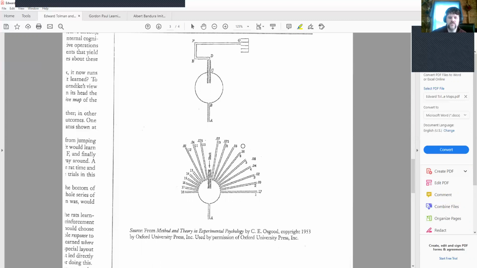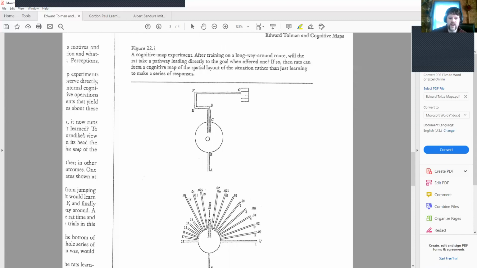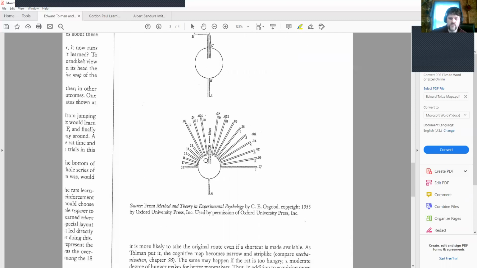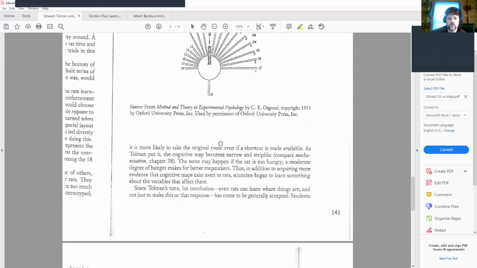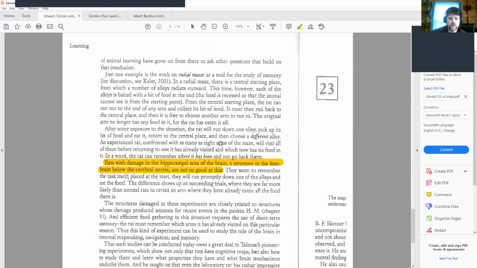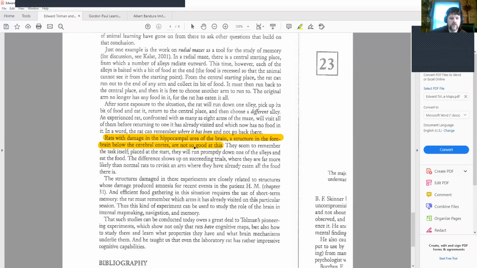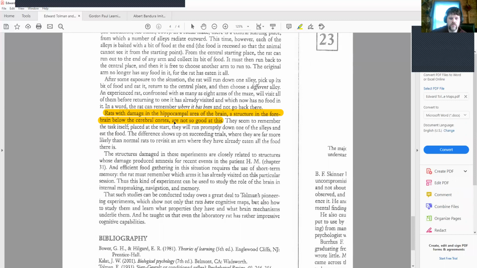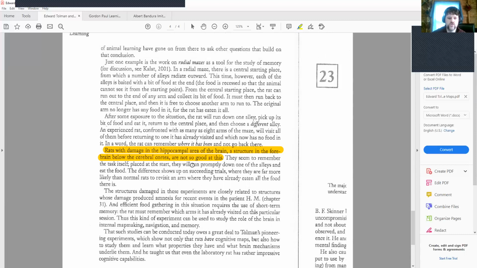This is evidence of latent learning, learning that's not useful originally. So in this case, having a cognitive map of where that food was wasn't really rewarded for the rats. But then this experiment shows that they did actually have the learning. Then looking down here, it says rats with damage in the hippocampal area of the brain, the hippocampus, a structure in the forebrain below the cerebral cortex, are not good at this. They don't remember. Damage to the hippocampus often means a malfunctioning short-term memory.